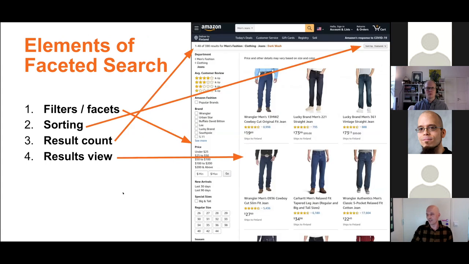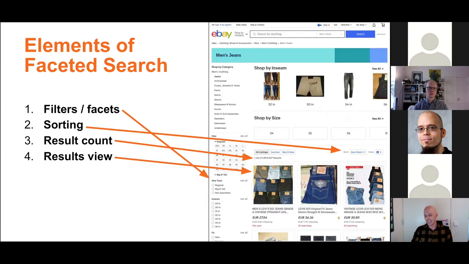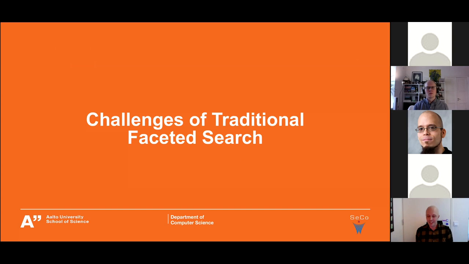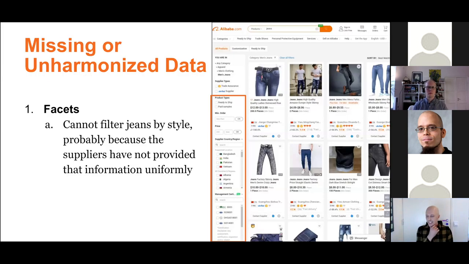If we switch over to Amazon, the same four elements are recurring here, as well as on eBay. And finally, I took an example from Alibaba, which is a huge platform for business-to-business sales services. So it's hard not to use faceted search if you use the web today. But still, there are some challenges with this kind of traditional faceted search. Faceted search is also quite hard to implement in practice, and it sets very high requirements on the underlying data.